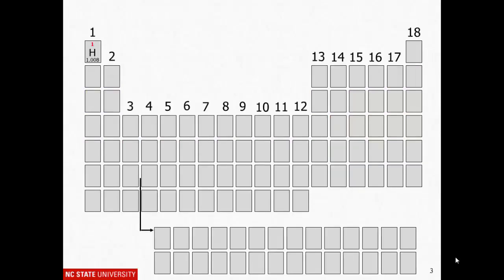There are 18 columns in the periodic table. Some of these groups have specific names. The alkali metals are in column 1, from lithium to francium. These are reactive metals that typically form a +1 cation. Although in column 1, hydrogen is not part of this group, as it has different properties.